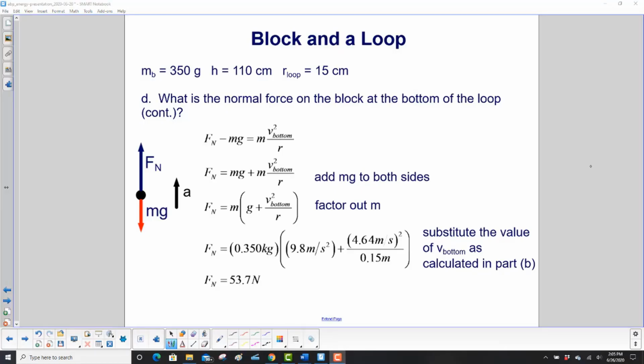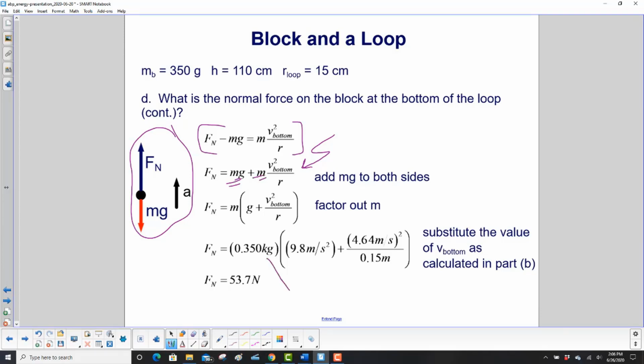Let's do the algebra. And notice we didn't put the sketch on this slide. It's not just to save space, but it's to show the importance of once we have the free body diagram, we don't care what it looks like. Well, we care what the free body diagram looks like. We don't care what the sketch looks like anymore. So we have our normal minus mg is mv squared over r, where v is v bottom. We add mg to both sides. That's this step here. And once again, let's factor m out so we can do less multiplication at the end. And we have m times g plus v squared over r.